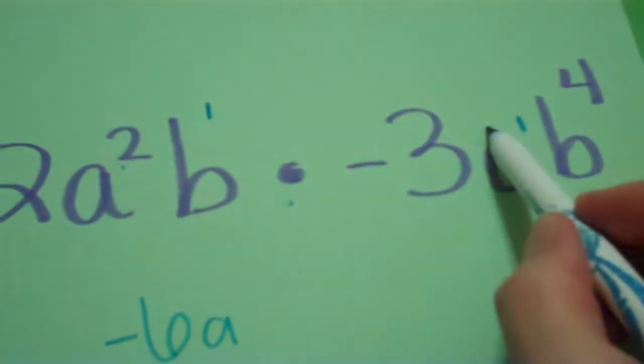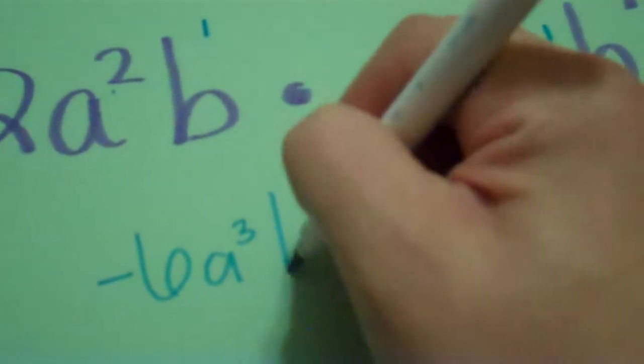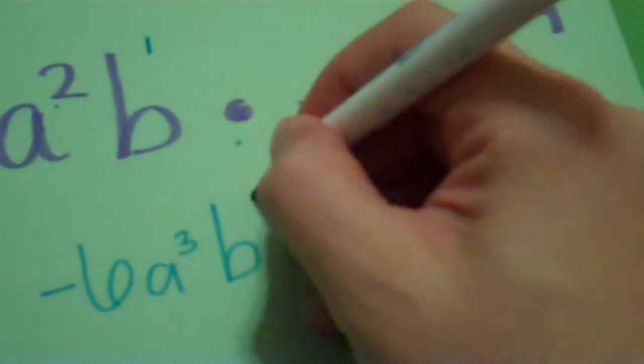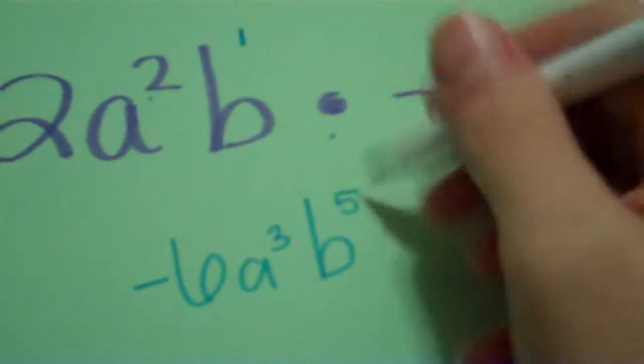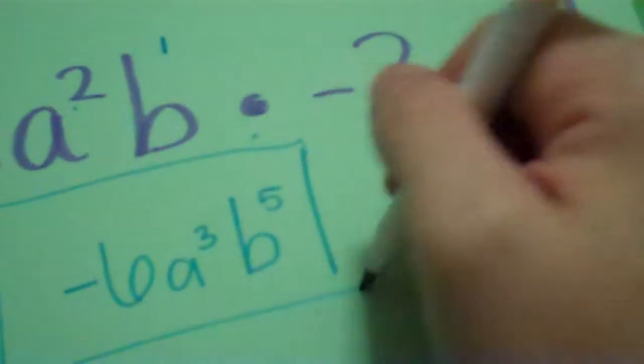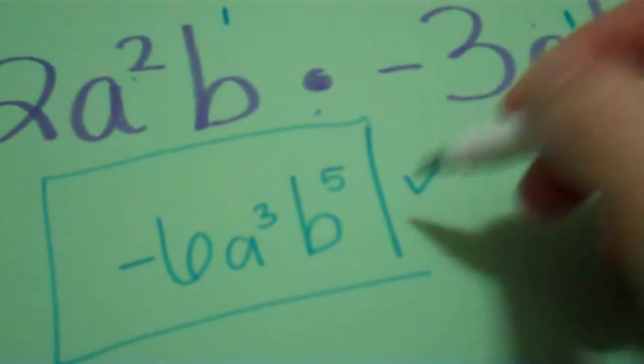2 plus 1 is 3. Okay? So I'm going to put a B here. 1 plus 4 is 5. Okay? And that is it. Good job. That's good.